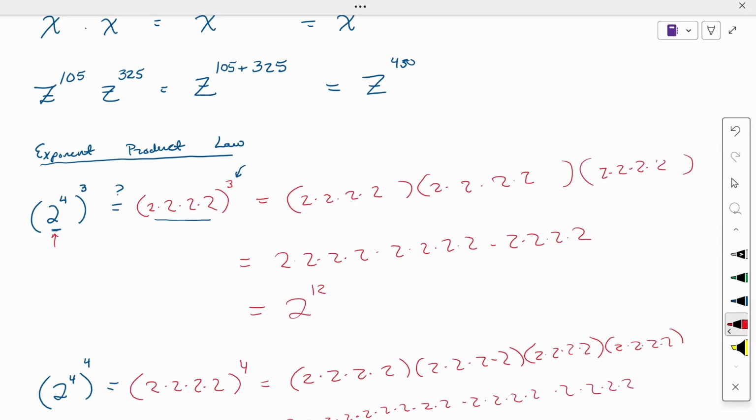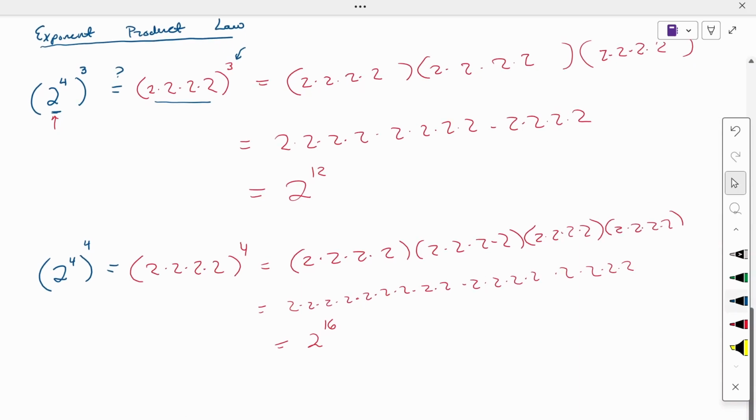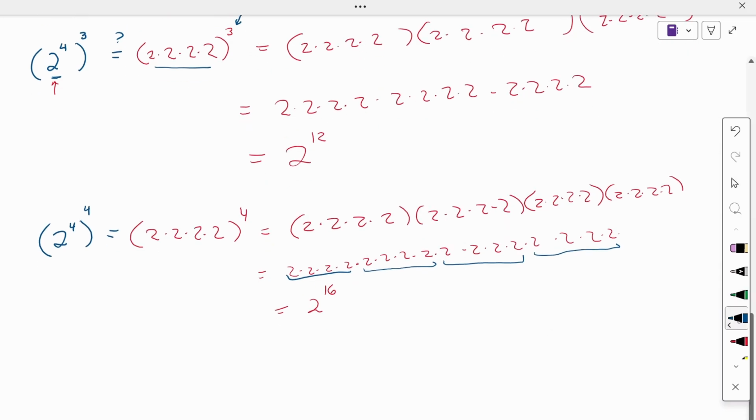And at the end of the day, we should have 2 raised to the 16 power. There should be 16 2's that are all multiplied with each other if I did this correctly. So I've got 4 here, 4 here, 4 here, and looks like I added an extra 2. There we go. So there should be 16 2's altogether. And of course, I can keep going with this general idea.